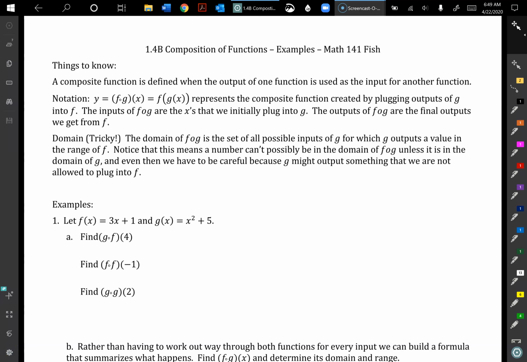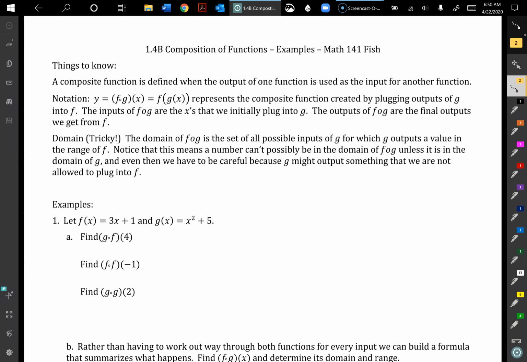This video is on composition of functions. The skill work is very similar to what you did in algebra of functions. The concept is new in that we are making a new function. We're taking one function, the output of one function, and using it as the input for another function instead of just some random expression like you've been doing before.